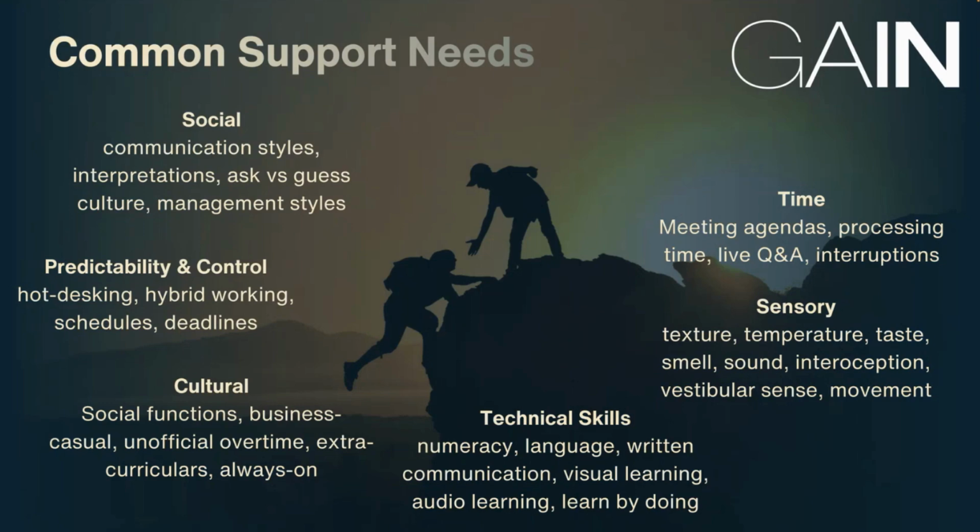Next, we have predictability and control. Some neurodivergent people work best in environments where there is reasonable predictability and control, so regular hot desking might be quite a challenge. Unpredictable and last-minute changes to hybrid working schedules can also be a big challenge. Another challenge could be unpredictable or sudden last-minute deadlines.